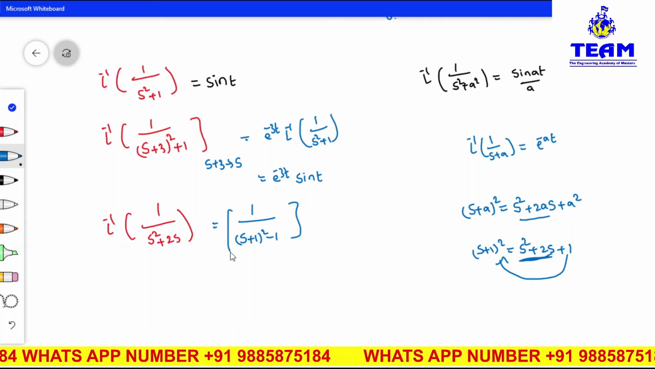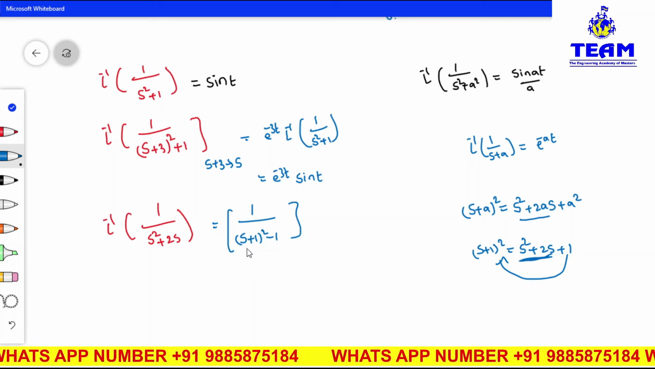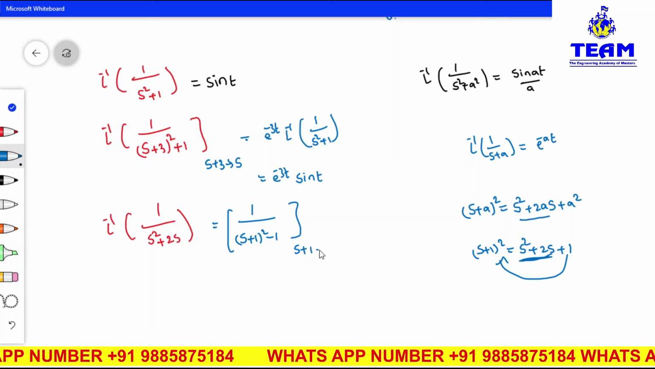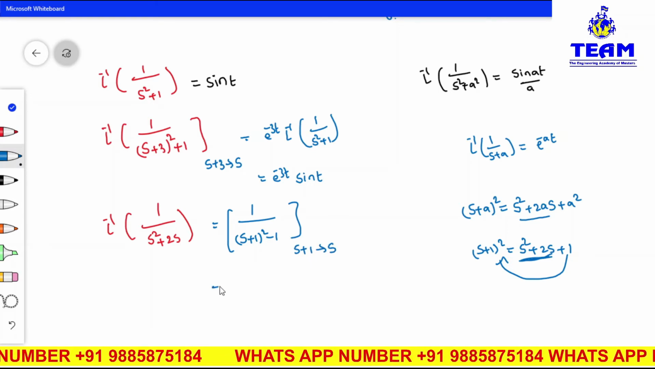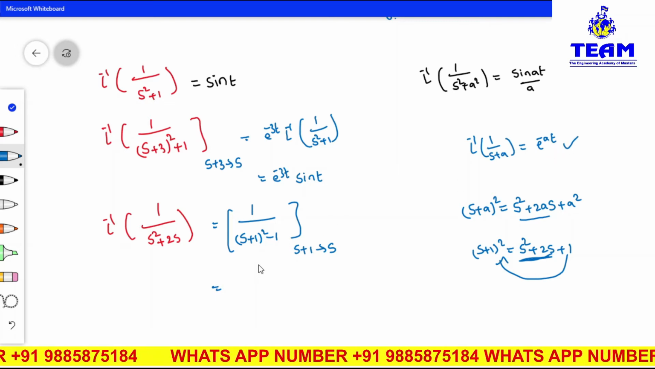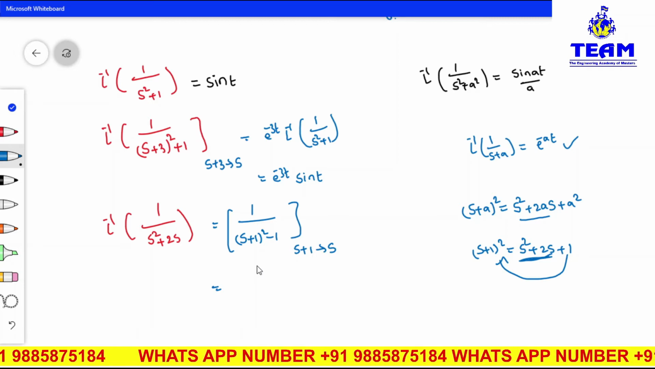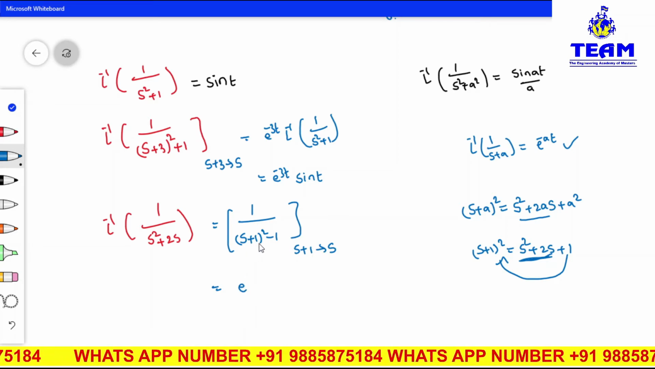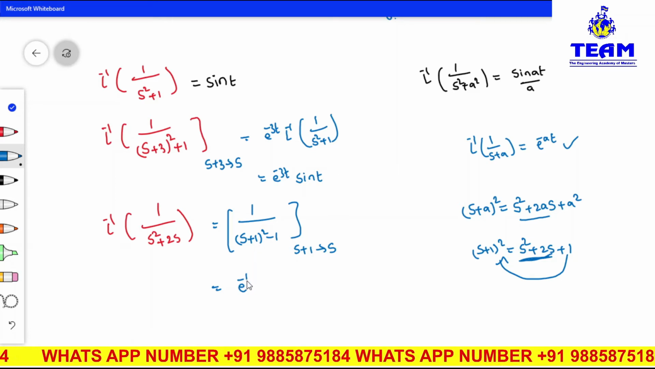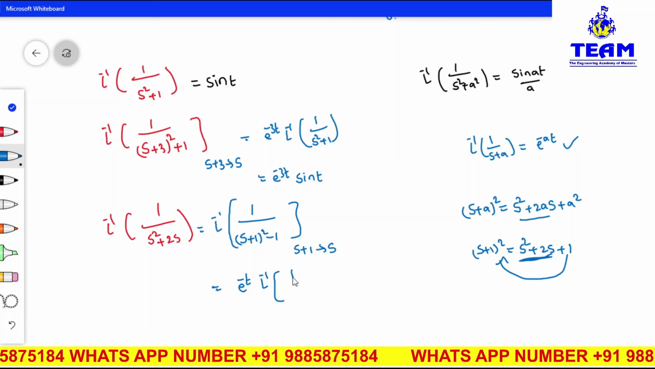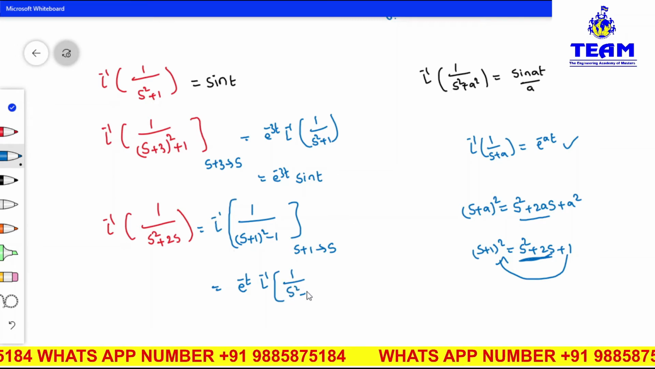Now here also, what do I have actually? (s plus 1) whole square. You have to shift here. For that, what do I have to do? I have to write s plus 1 as s. For this, I have to apply the first shifting theorem in the inverse Laplace transform. But I am directly doing this: e to the power of minus 1 into t, that is e power minus t, into L inverse of 1 by s square minus 1.